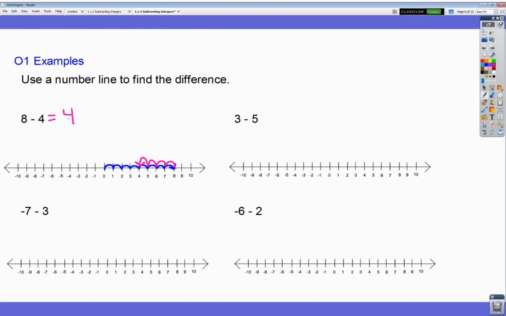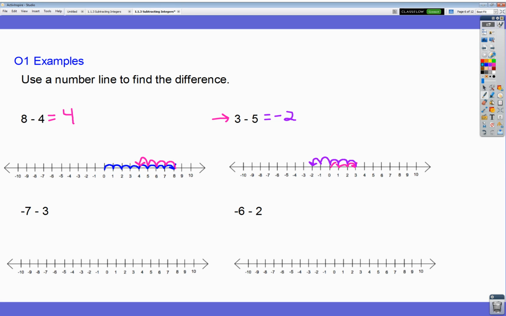The next example, let's go over to this example. We're going to do 3 minus 5. So again, we start at 0. We move in the direction of the first number, 1, 2, 3. And now we're going to subtract 5. So we're going to go 5 to the left, 1, 2, 3, 4, 5. 3 minus 5 is negative 2.